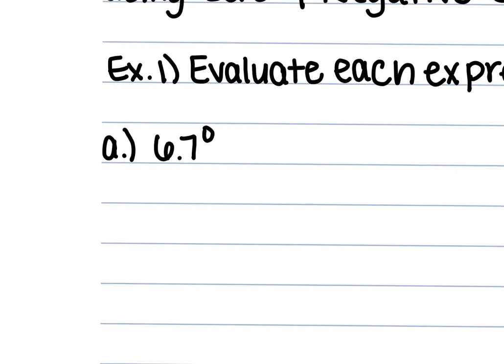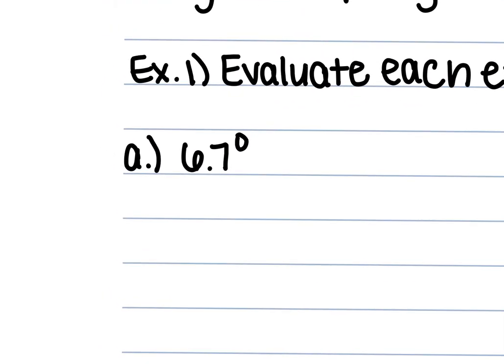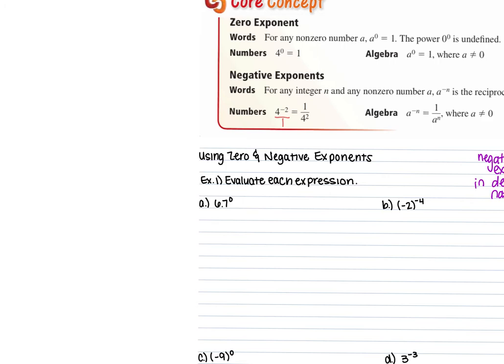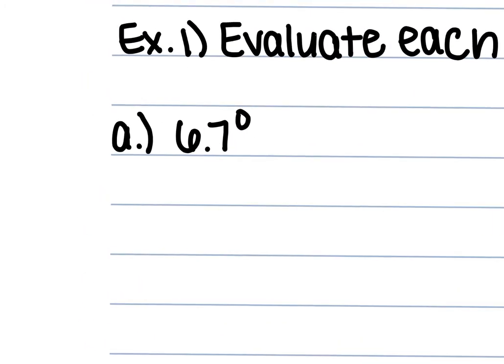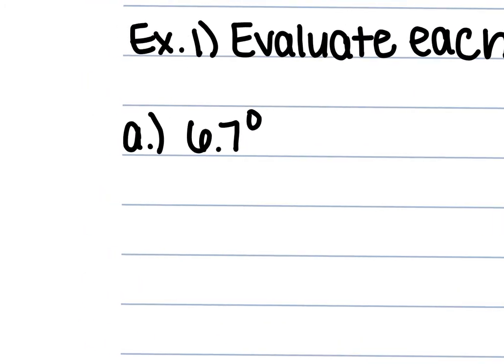Okay? A. Now, in these examples, we need to evaluate each expression. Okay? 6.7 to the 0th power. 1, always, okay? Unless your base is 0. Yep. 0 to the 0 power is? It's not 0. Undefined, okay? We don't have a term for it. It's undefined. All right, moving on.